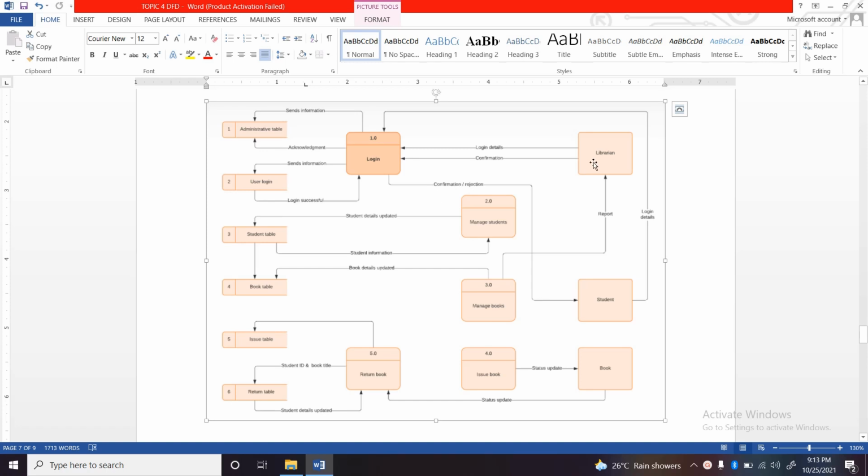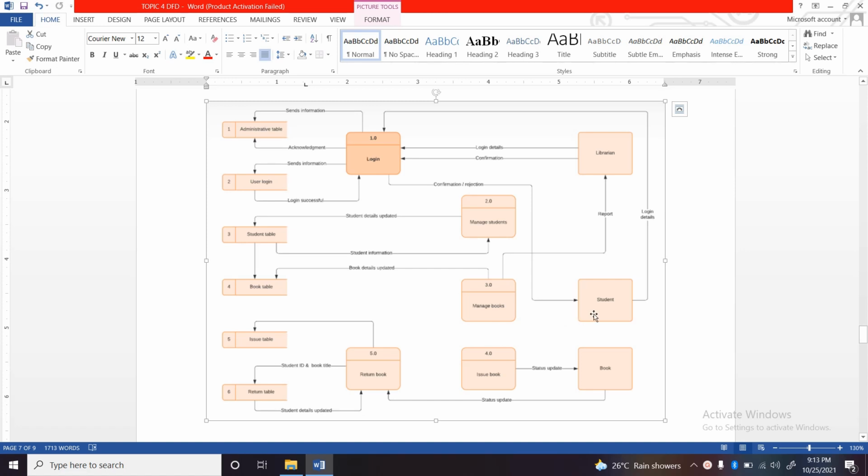So as you can see now, let's start with the librarian. For example, the librarian will input the login details, and then we'll have a confirmation, and then the login will send information to the database user login, or to the data store user login, and after it was being saved on the user login, it will return a flow, or the data will flow. It will say that login is being successful.